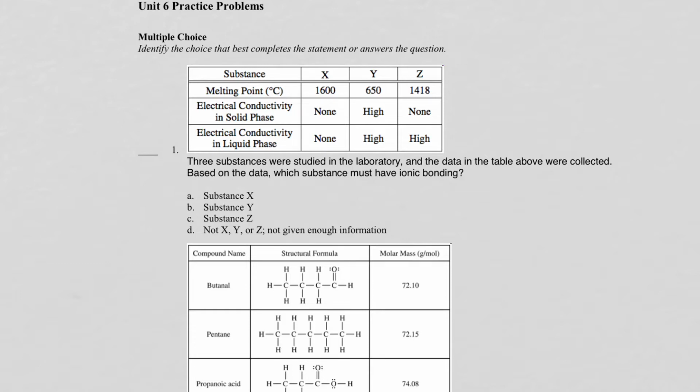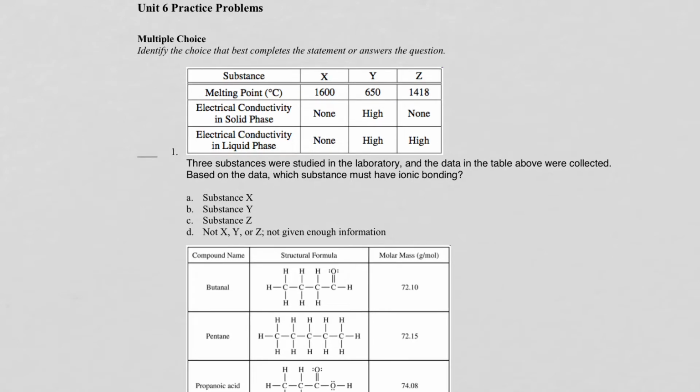Then we go to conductivity in a liquid phase. Ionic, as we said, if they're melted or molten, then they should be a good conductor. And then it seems like X would have to be a covalent compound. So that gives us C as an answer. Going on to the next question.